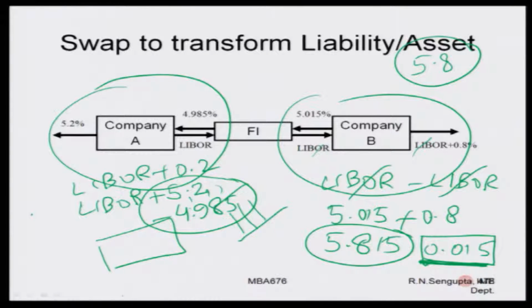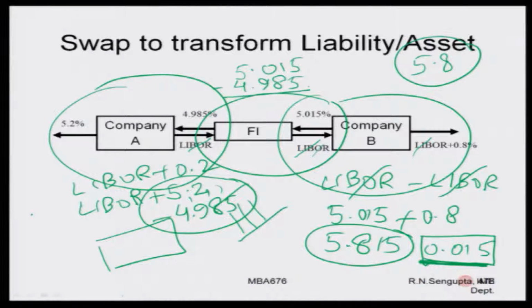So, let us concentrate only on the FI. What is happening for the FI? LIBOR cancels, 5.015 is coming in, 4.985 is going out. So, the overall is 5.015 minus 4.985. This difference would be equally shared by A and by B.